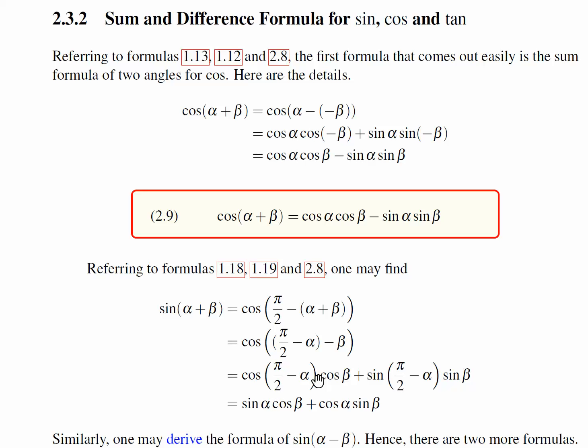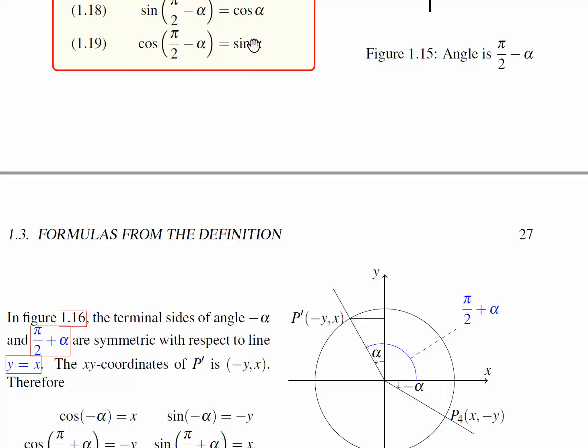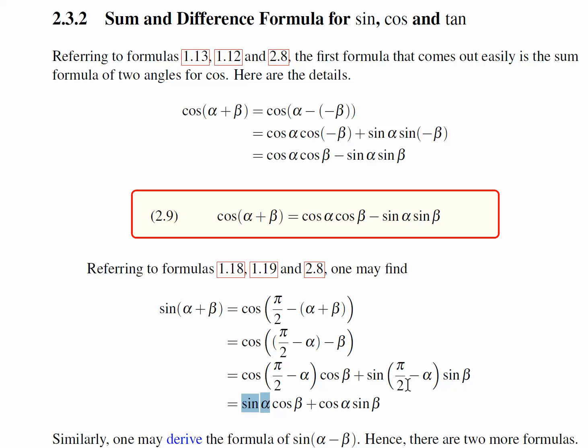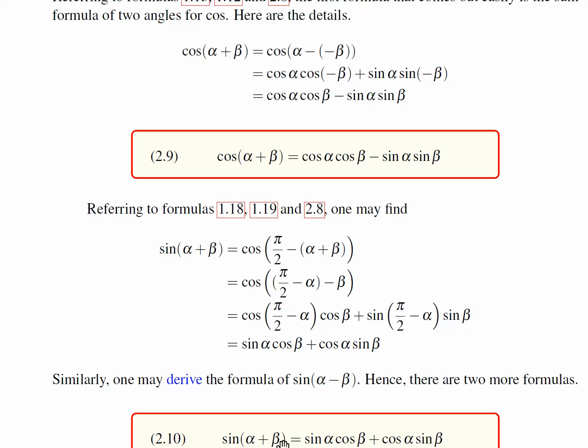All right, then we write it back. Cosine pi over 2 minus alpha is just sine alpha. You see, cosine pi over 2 minus alpha is sine alpha, and sine pi over 2 minus alpha is cosine alpha. So then what we get is sine of one angle plus another is sine, cosine, cosine, sine. Sine alpha plus beta is sine alpha cosine beta plus cosine alpha sine beta.